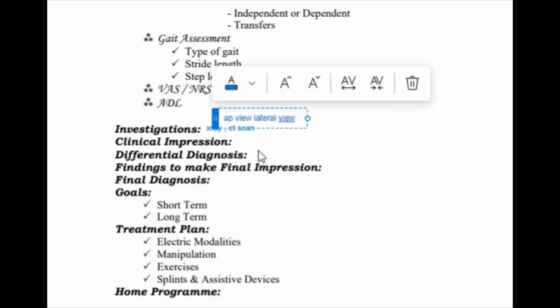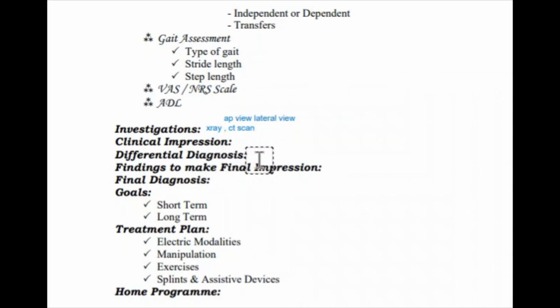Differential diagnosis is all those diagnoses that you will be guessing through the assessment. Out of these differential diagnoses, you will make a final diagnosis, which will be written under final diagnosis. Then goals: short term goals and long term goals all need to be mentioned. Short term basically includes the changes you want to see in the initial days of the treatment, and the long term is the maintenance part.